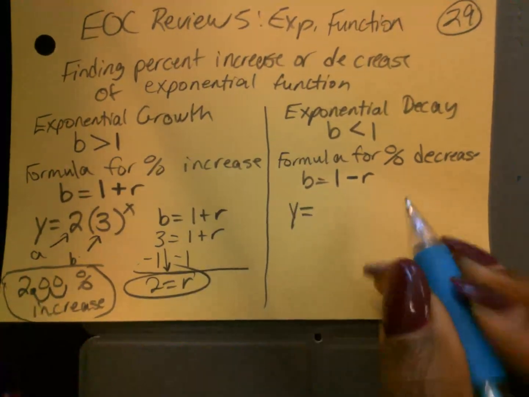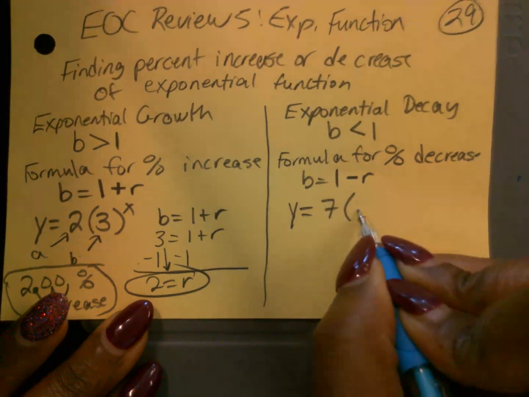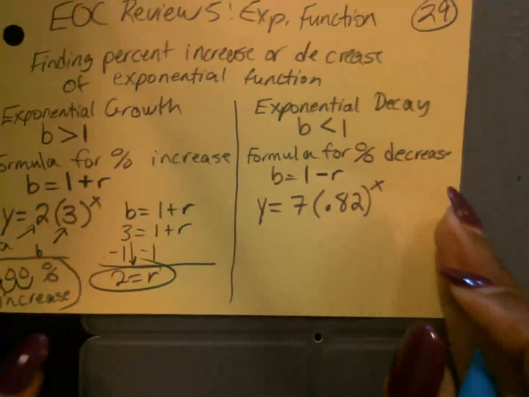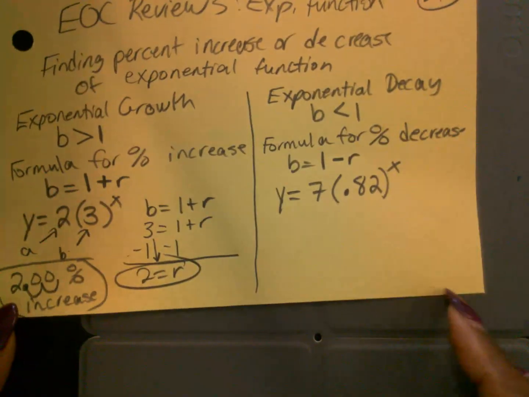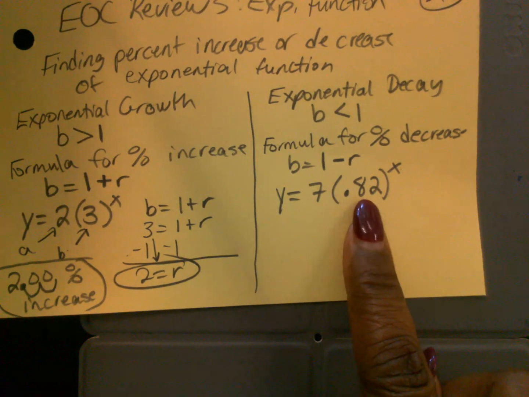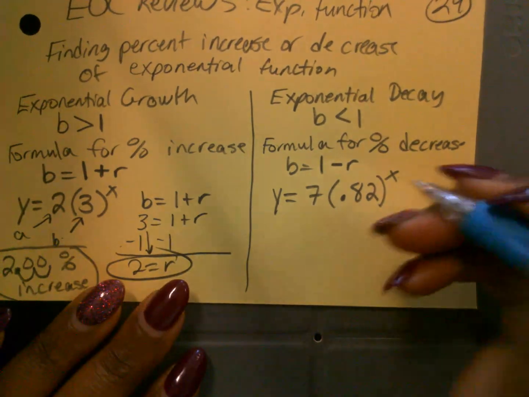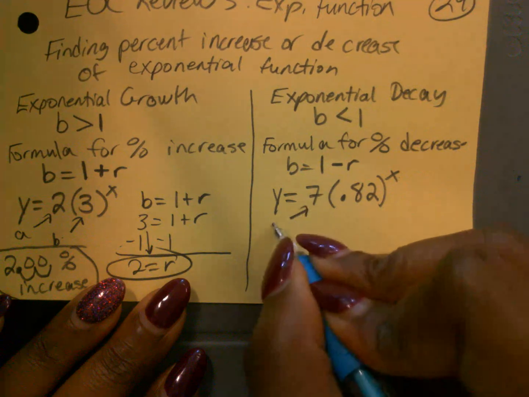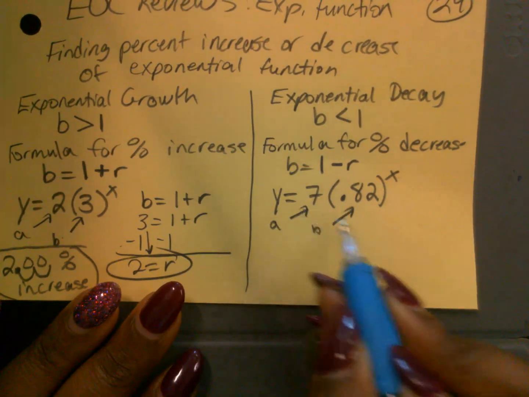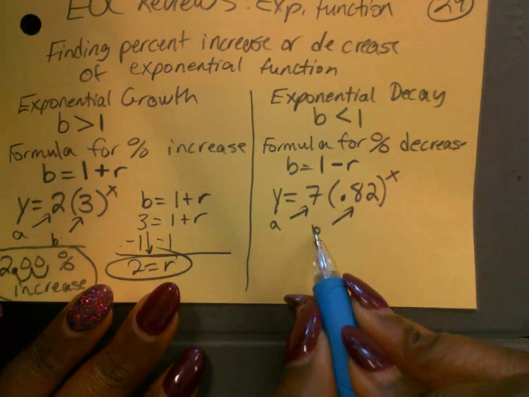Y is equal to, let's start this time with 7 times 0.82 to the x power. How do I know that this is exponential decay? Because B is less than 1. Do you see how B is less than 1? That's why this is exponential decay. So I'm going to rewrite the formula. I know that this is A and this is my B. This is my starting amount, and I'm going to multiply this number to get the next number, okay? This is my common ratio.